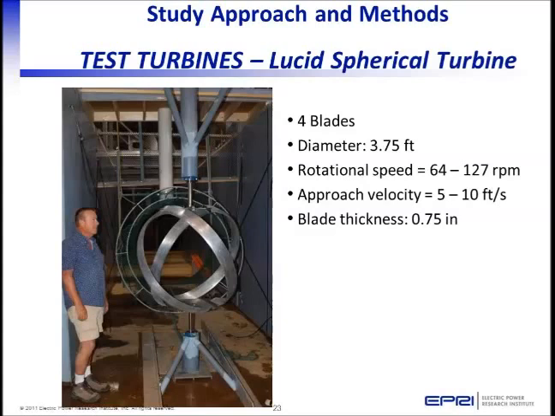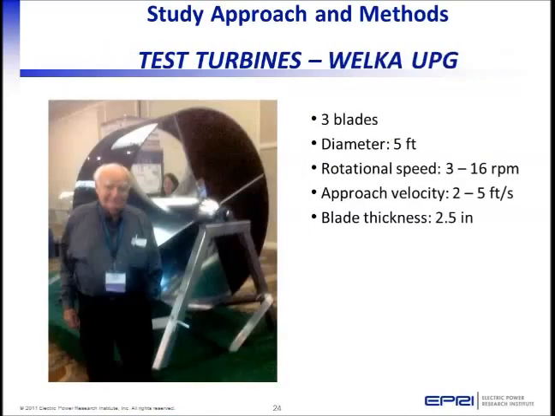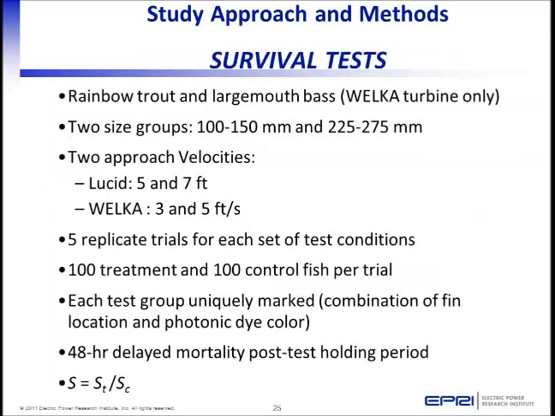4 blades about a meter in diameter, and with water velocities of 5 to 10 feet per second, and the blade thickness is about 3/4 of an inch. The other turbine tested was the Welka turbine, and that turbine has 3 blades. It's about 5 feet in diameter, and rotational speeds are relatively slow, 3 to 16 revolutions per minute, and 2 to 5 feet per second approach velocity. Next slide, please.